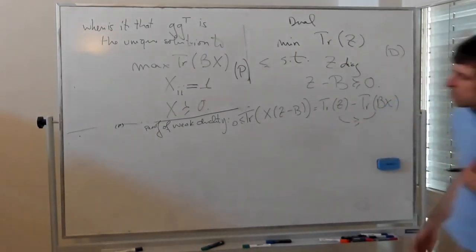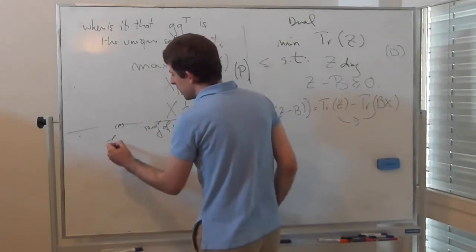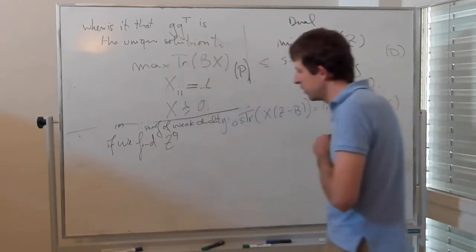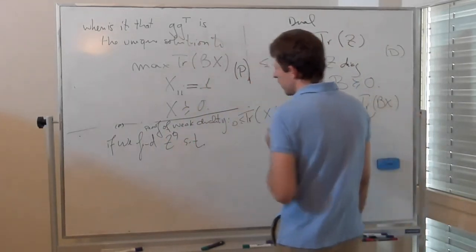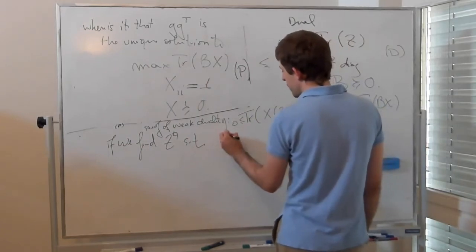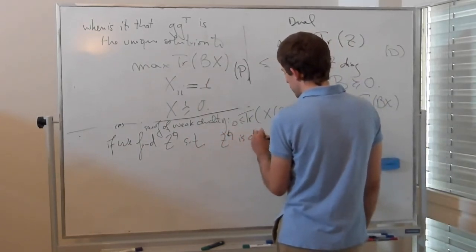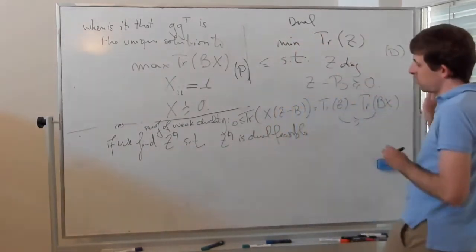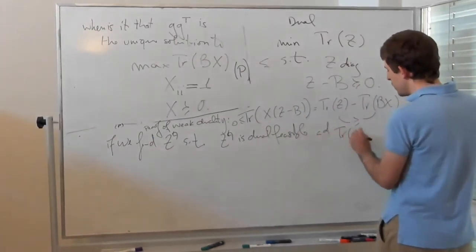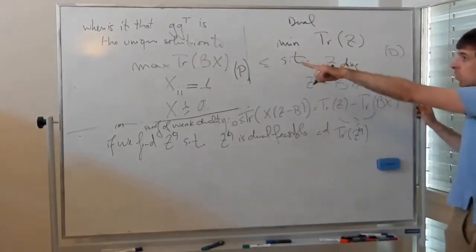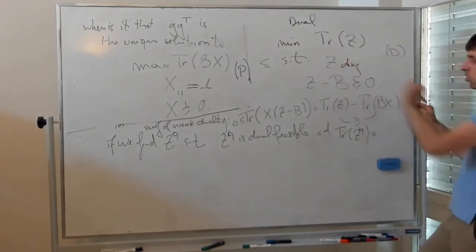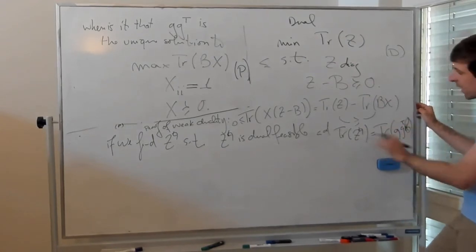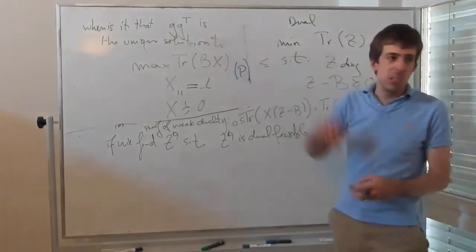Right? So this means in particular that if we find some, let's call it Z natural, such that Z natural is dual feasible, all this means is that it satisfies these constraints. And trace of Z natural is equal to the value of that when we place GG transpose B. Then it's a proof that no value can beat GG transpose, right?